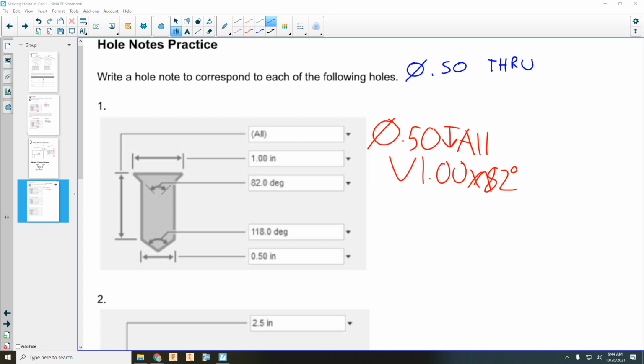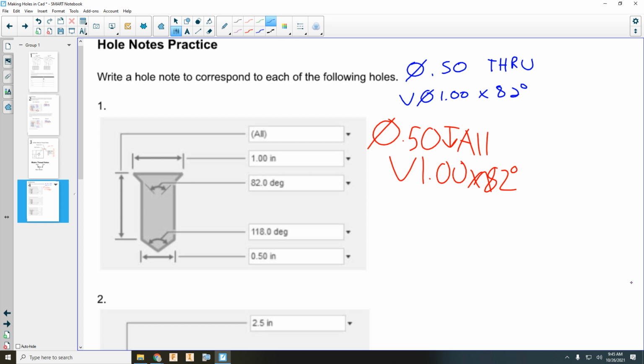The second line is great. He's missing one thing in the second line. What is it? Yeah, the little diameter symbol on your diameter of your 1.0. So everything in the second line, perfect, except we're just missing that one little symbol. So we got the countersink, 1 inch diameter times 82 degrees.